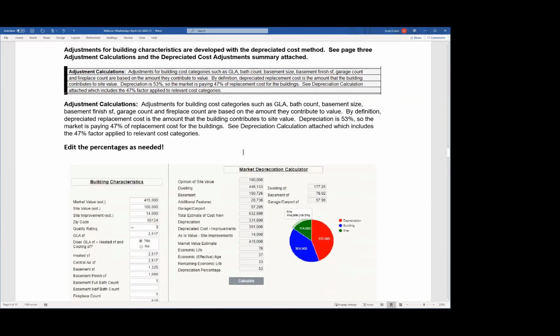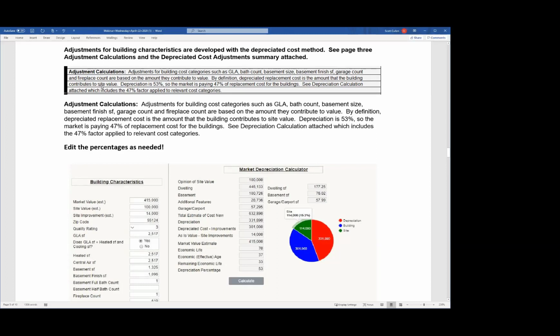Okay, the next part, and this is maybe the focus here because we're going to be talking mostly about depreciated cost. All I say is that adjustments for the building characteristics are developed with the depreciated cost method. I don't say Soliman, I say the depreciated cost method. That's been published in the textbooks for years. See page 3, adjustment calculations and the depreciated cost adjustment summary attached. So that's all I say on page 2.